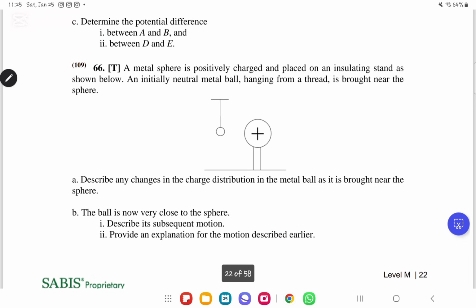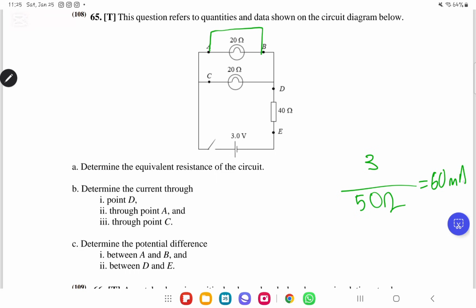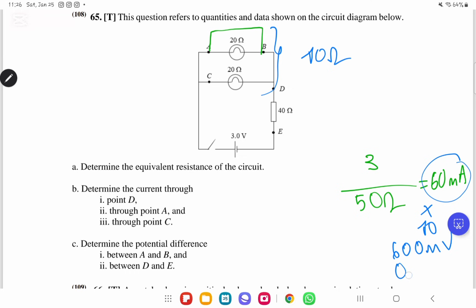Part C, determine the potential difference between A and B and D and E. Very simply, to calculate the potential difference between A and B, we are going to take the total current, which we found by doing 3 volts divided by the total resistance, 50 ohm, to get 60 milliampere of current. We multiply it by the equivalent resistance here, which is 10 ohm, to get 600 millivolts or 0.6 volts. So the potential difference is 0.6 volts.